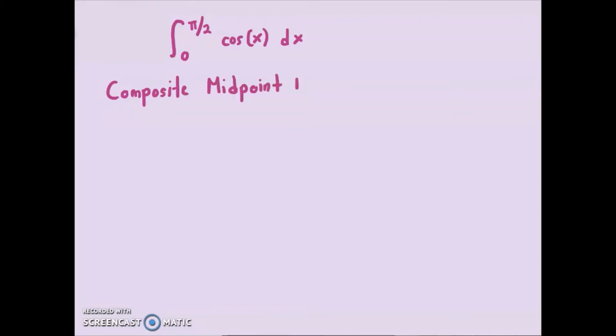So let's look at solving this integral from 0 to pi over 2 of cos x dx. What we want to do here is find the best estimation for this integral using the composite midpoint rule. I want to show you how you can divide the integral into a few intervals and solve it using the composite trapezoidal rule.